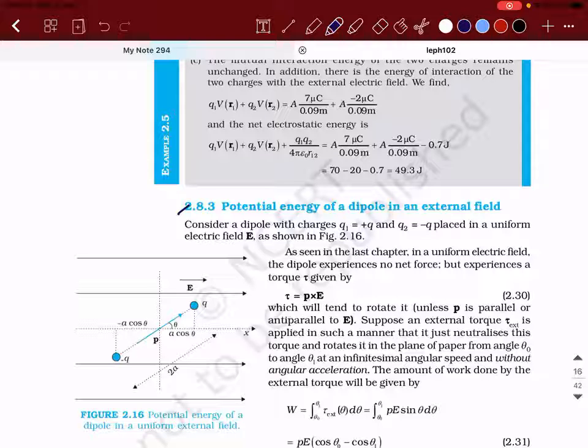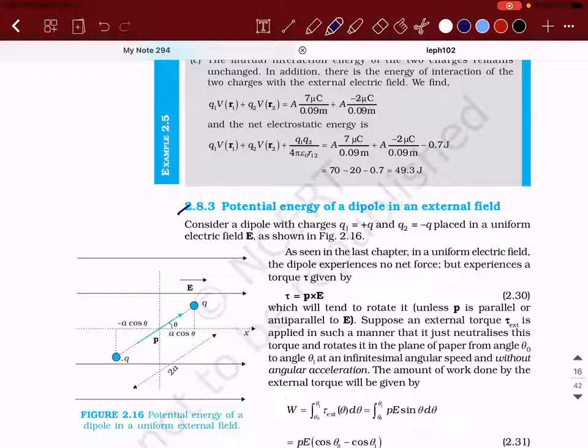There was a similar concept in the previous chapter. What was it? Electric field, and in an external field, what did we calculate? You calculated the torque. When you place the dipole in an external uniform electric field, it experienced torque. You remember P vector cross E vector, right? So in this chapter, what you are calculating is, when you place the same dipole in an external uniform electric field, how is it going to have the energy stored in it? That's what the question is, okay?